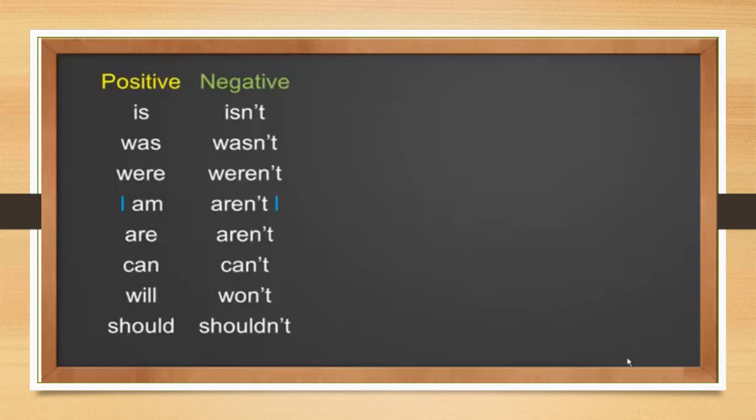If the positive verb is, the negative would be isn't. Similarly, if the negative verb is isn't, the positive would be is. So positive statements have negative tags. Similarly, was, wasn't, or was not. Were, weren't. I am, aren't I. Are is also aren't. The opposite of are is aren't. Can is can't. Will is won't. And should is shouldn't. And many others.